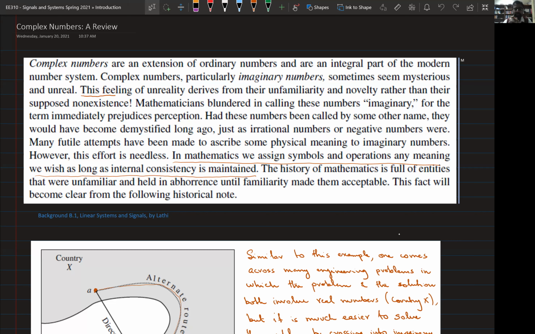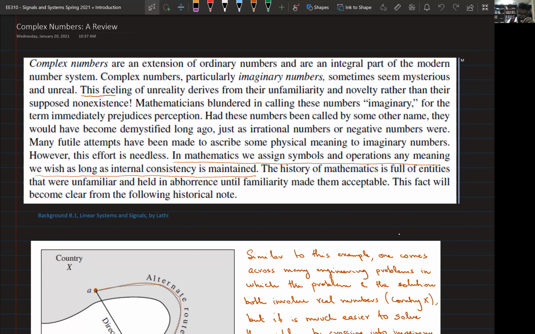And I am, of course, not going to go into a lot of details. I'm going to let you read through the reference book and the background section on complex numbers. It has a historical note on how complex numbers came about and why they are necessary, right?